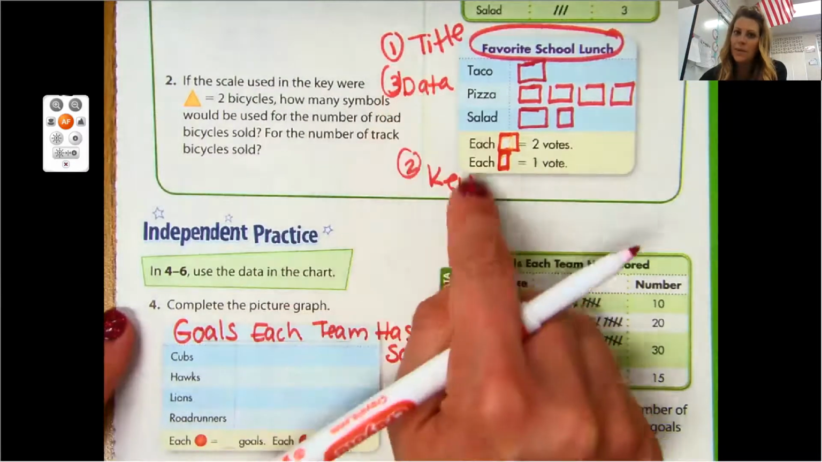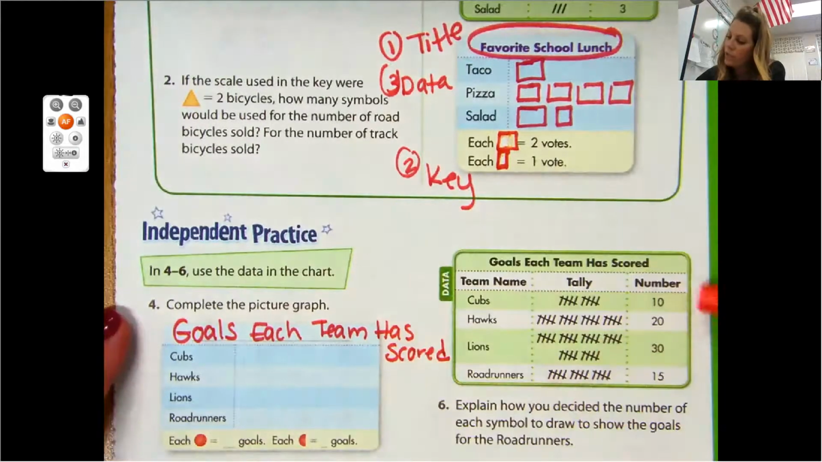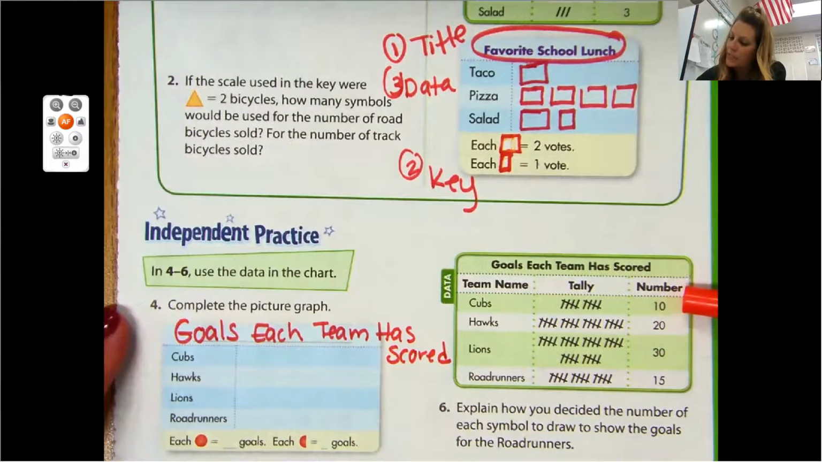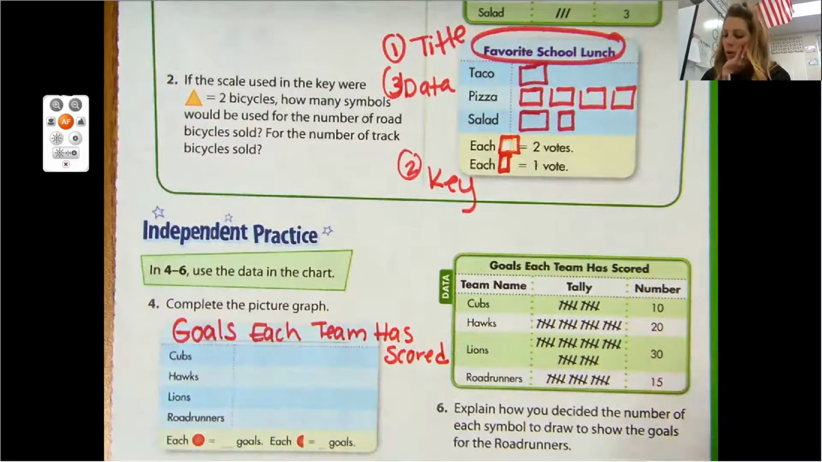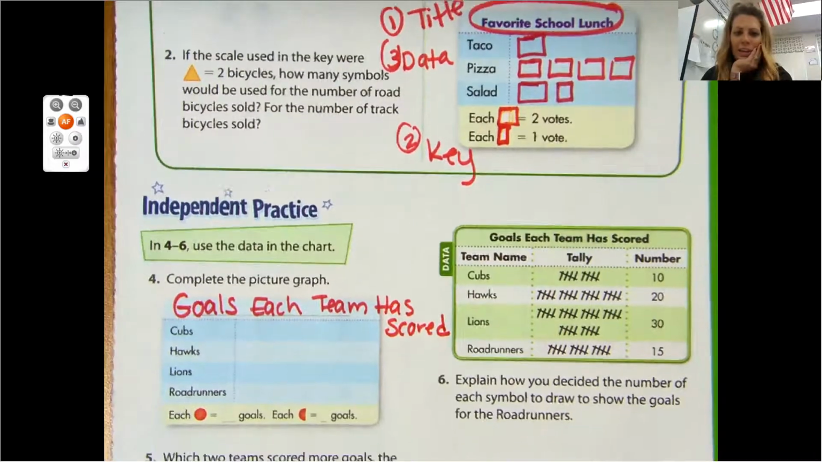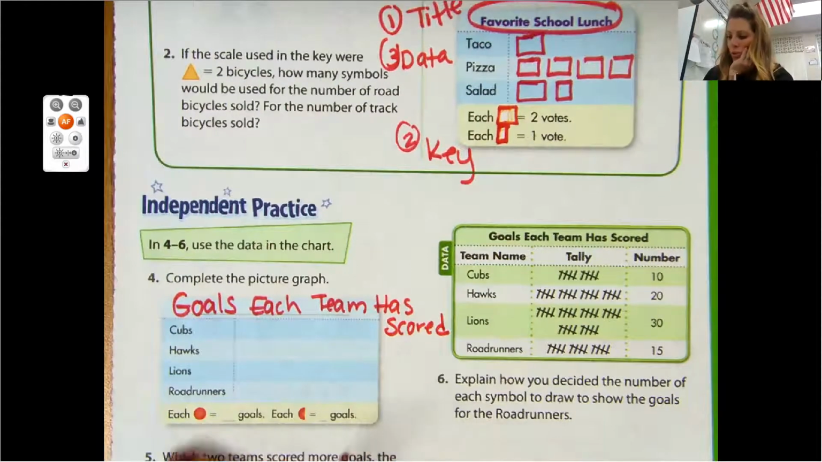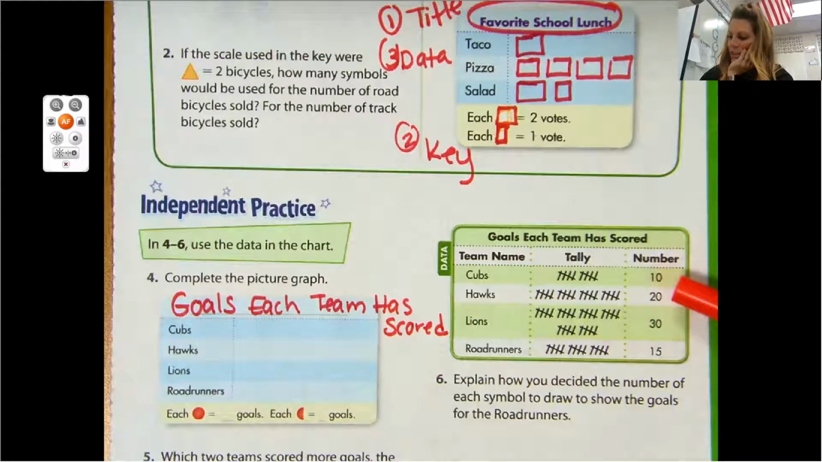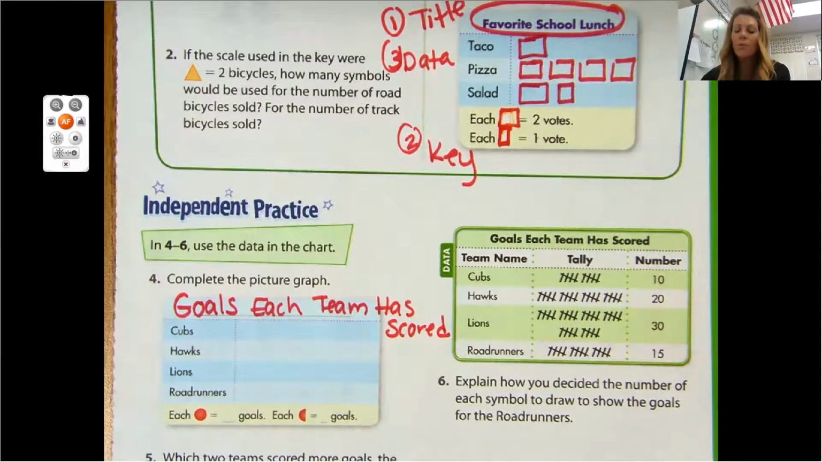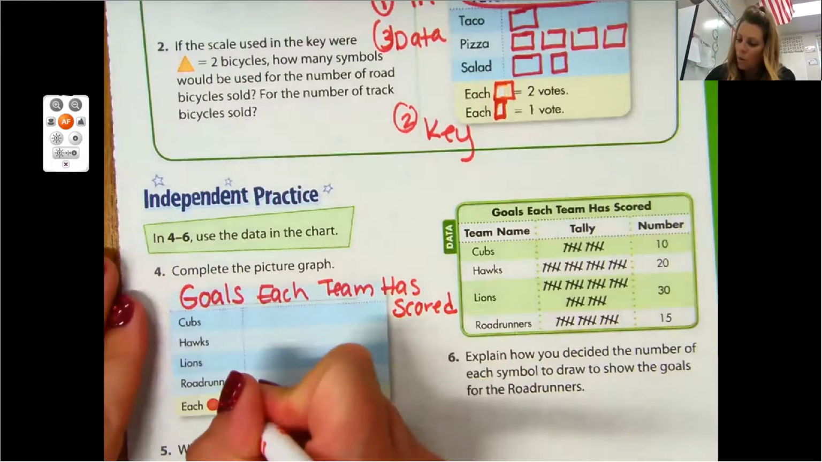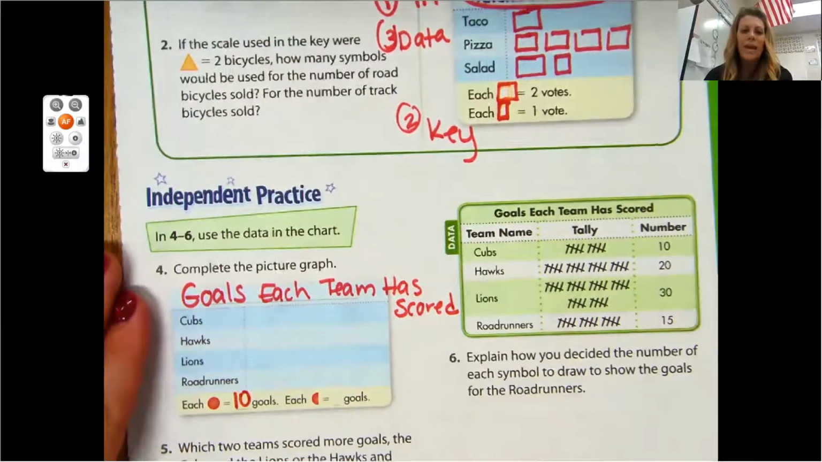So our next step is what? It's our key. Well, if we look here at our numbers, we've got 10, 20, 30, and then we've got 15. What could we do for a good key? A whole circle represents what? What do you think? Well, I'm noticing the majority of these are multiples of what? 10, 20, 30. They're multiples of 10. So a whole one could represent 10.